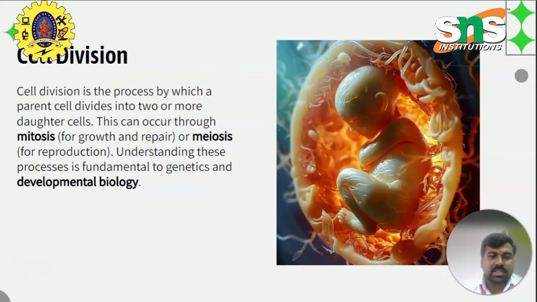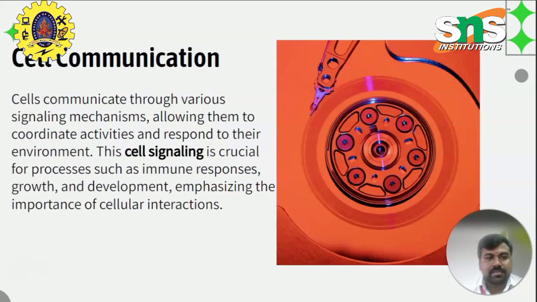Cell division is the process by which a parent cell divides into two or more daughter cells. This can occur through mitosis, for growth and repair, or meiosis, for the reproduction process. Understanding these processes is fundamental to genetics and the development of biology.